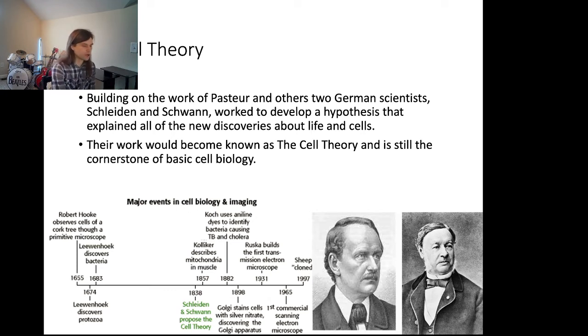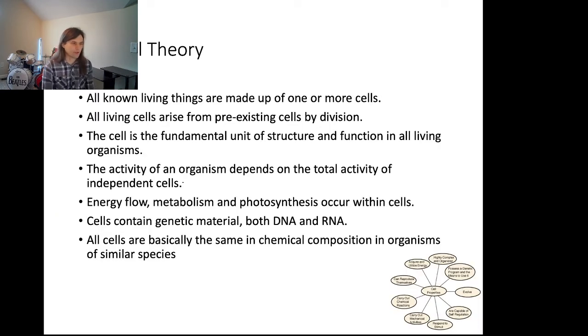They came up with something called the cell theory, Schleiden and Schwann, two German scientists. And this is the cell theory. Now, the first three are the original cell theory, and this is what they defined as a cell. If you have these traits, you are a cell. If you do not have these traits, you are not a cell.